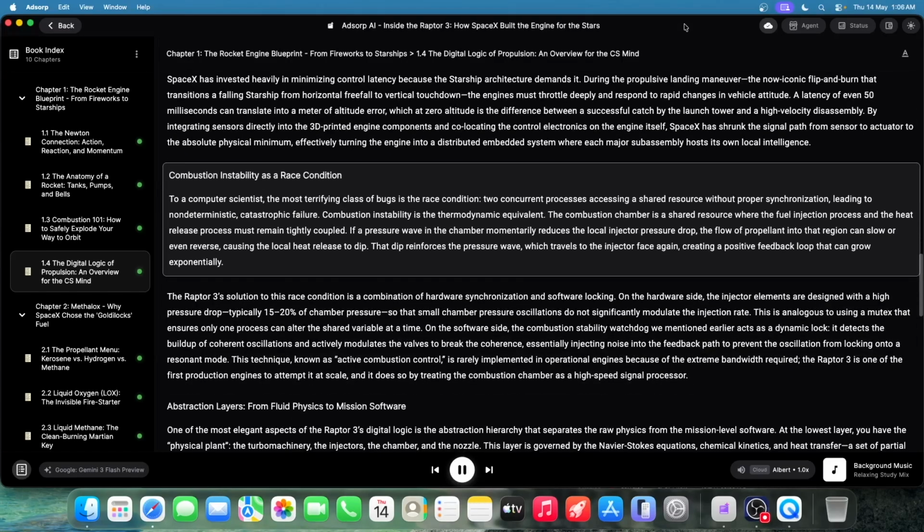And combustion instability as a race condition. To a computer scientist, the most terrifying class of bugs is the race condition: two concurrent processes accessing a shared resource without proper synchronization, leading to non-deterministic, catastrophic failure. Combustion instability is the thermodynamic equivalent.